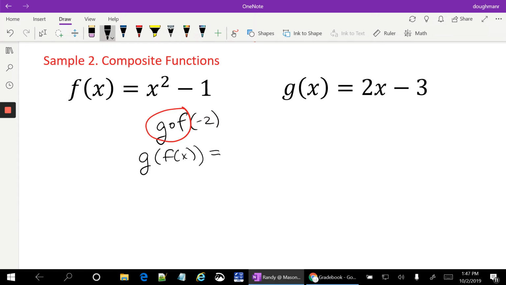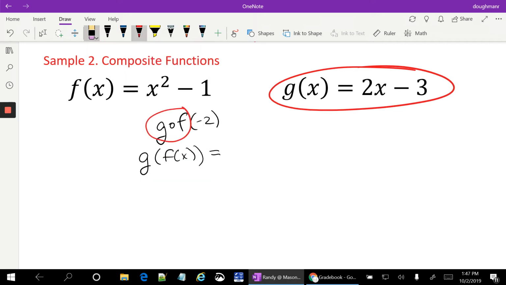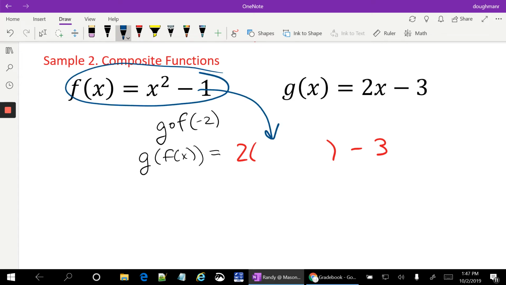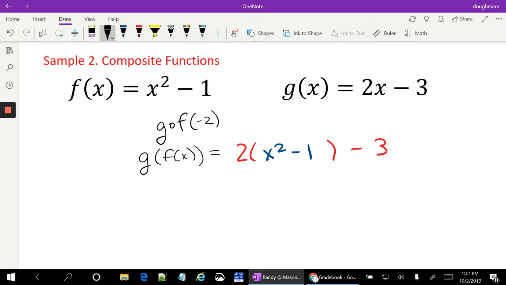So let's look at g of f of x. What I do is I take the function g of x, right? And instead of an x, I'm just going to write 2 and then put parentheses where my x would go, and then -3. But since I'm doing g of f of x, instead of putting an x in that parentheses, I'm going to take f of x and put it right there. All right, so here I'm going to put in x squared minus 1. Okay, I can now evaluate that.